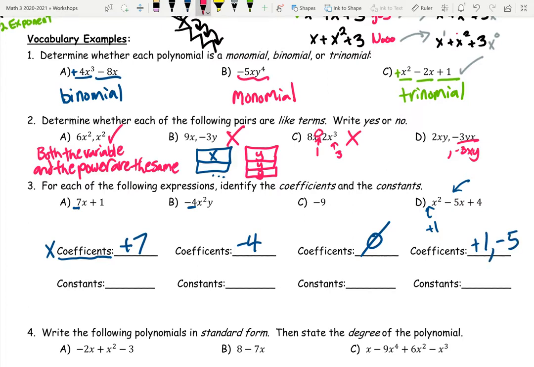Now, my constants are just my numbers, positive 1. Now, I don't see anything here, so you might initially say there is none. But technically, we can add in a plus 0, so I would accept either. For my constant, this is going to be negative 9, and then this is going to be 4.